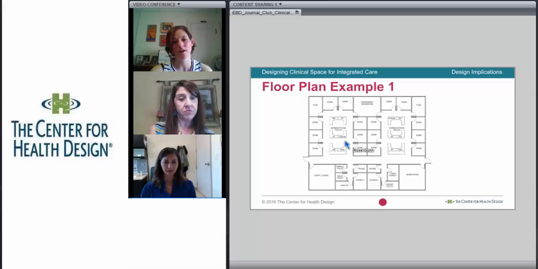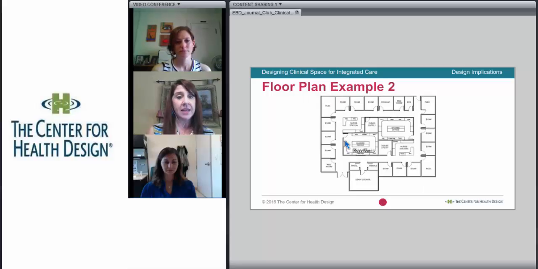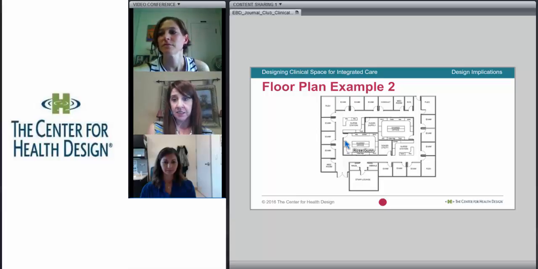Yeah, pretty much in all of these clinics, they just had one waiting area. Very standard, where they go in and check in and wait in the waiting room and then get called back. And then these were examples of just the care areas. Okay. Let's look at that second floor plan example that you provided. Walk us through it.